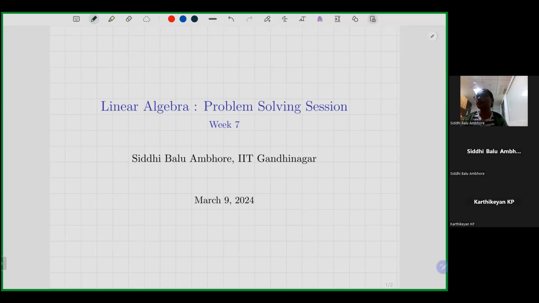Today we will discuss problems for the syllabus of week 7, that is problems related to diagonal matrix, eigenvectors, eigenvalues, and we will compute eigenvalues for a given linear transformation and matrix. Okay, so we will start with the first question.